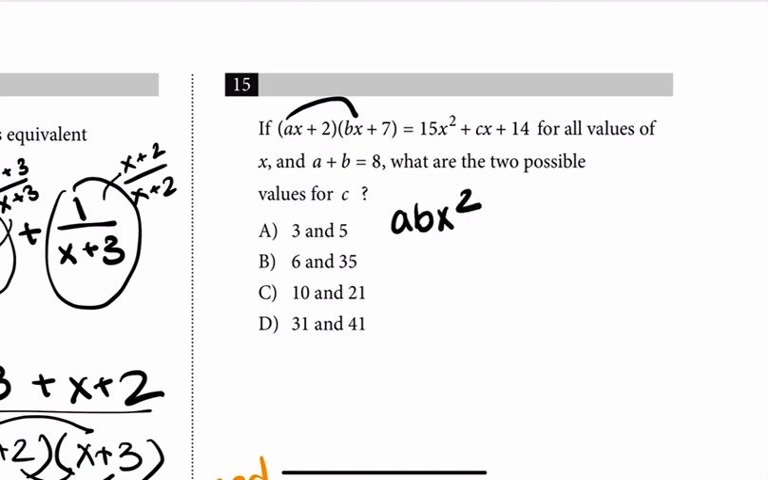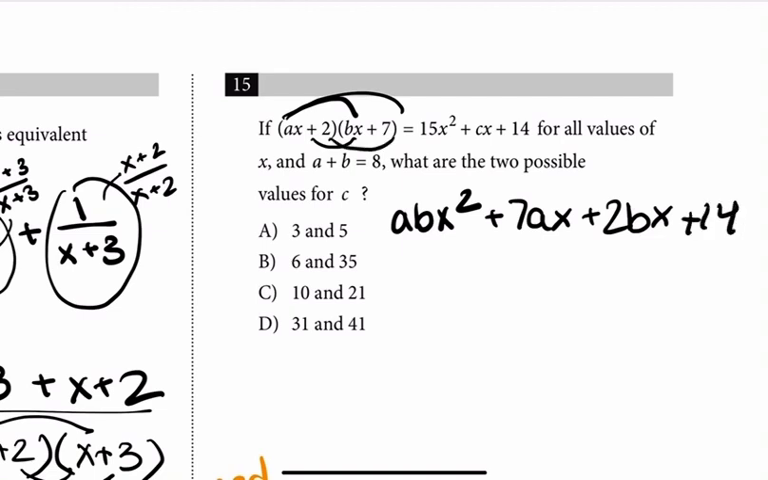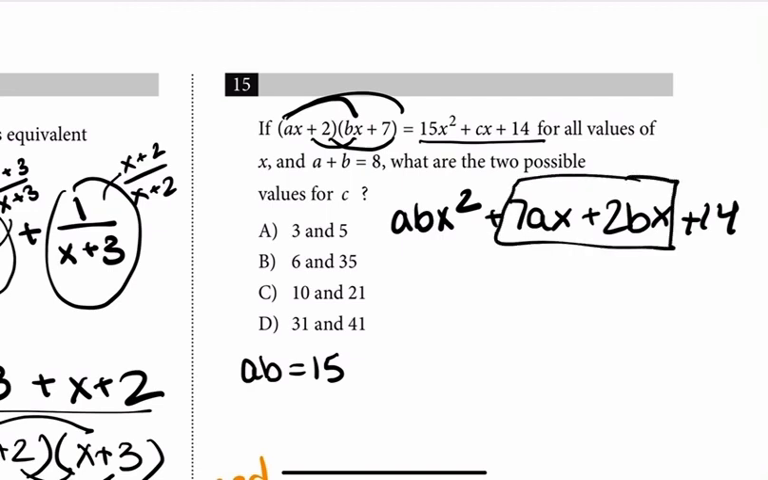AB x squared, and then this is going to be plus 7ax. This is going to be plus 2bx. And then this is going to be plus 14. They're telling me that this equals this part of the equation. So I know that the 14 matches up. That's nice. So that tells me that AB equals 15. And I know that these two will add up to equal CX.